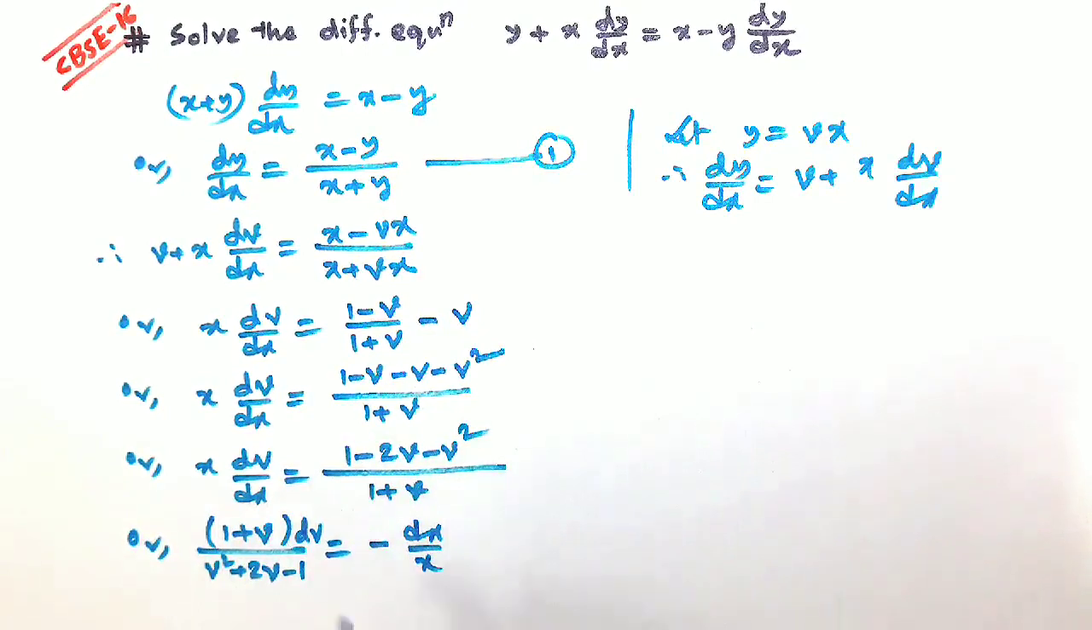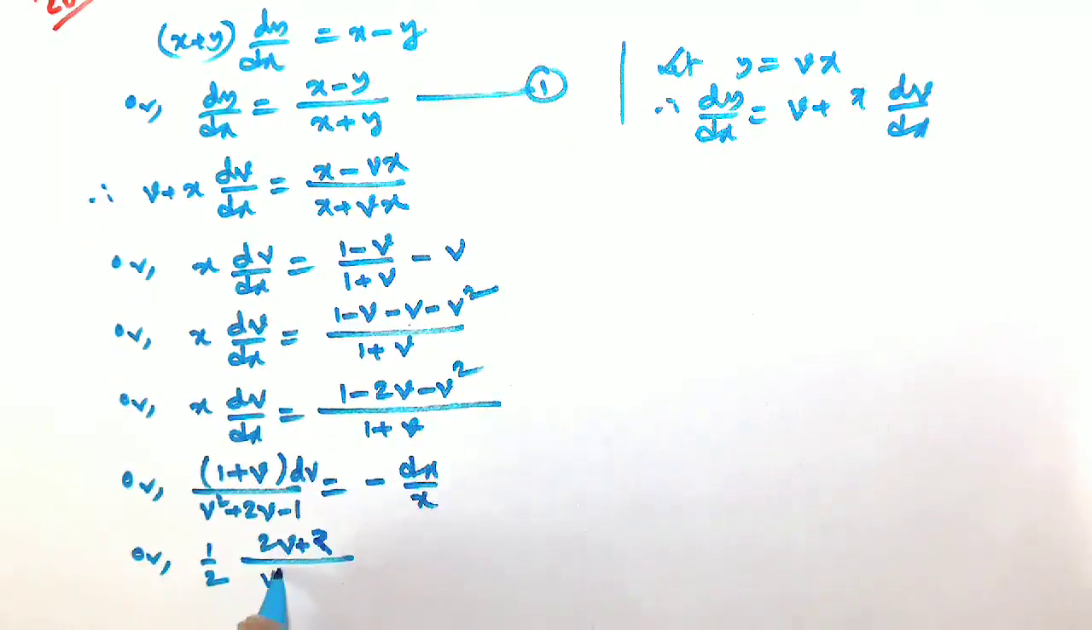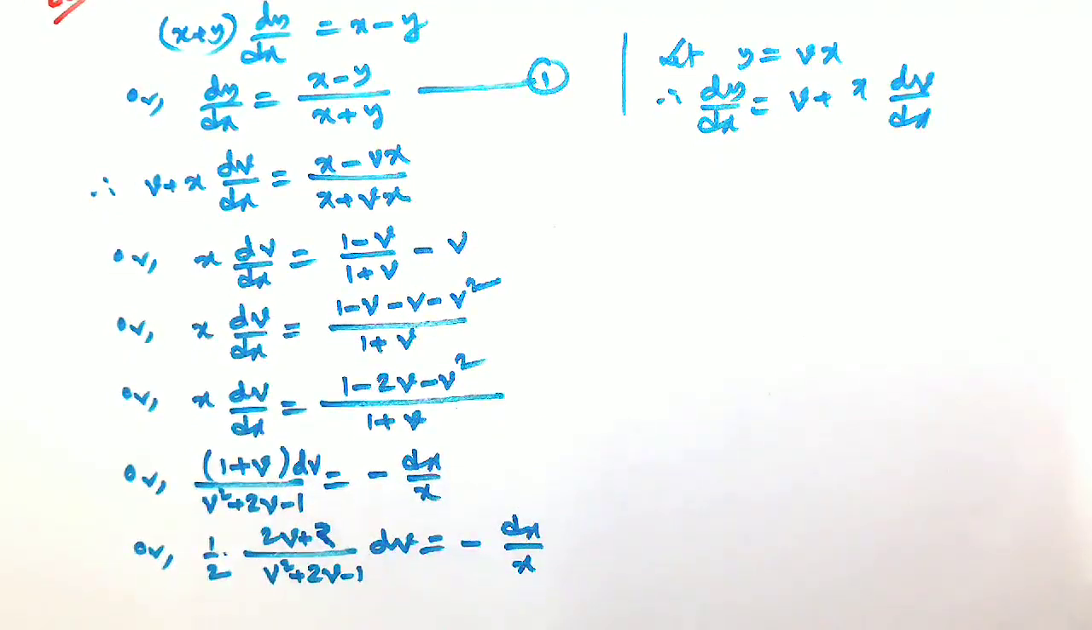Okay, so friends, now we can write here half twice v plus 2 whole upon v square plus twice v minus 1 dv is equal to minus dx upon x. Now the interesting step is, why do I multiply the step by 2 and divide by 2? Because the derivative of v square plus 2v minus 1 is twice v plus 2, and the numerator is adjusted in this way, twice v plus 2.